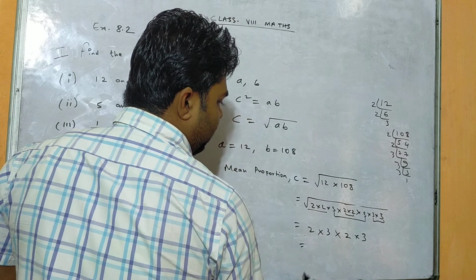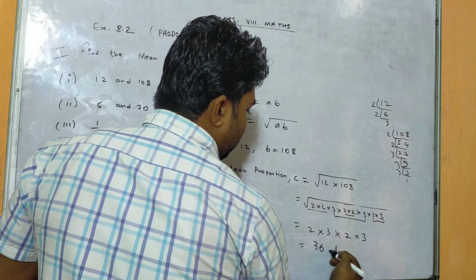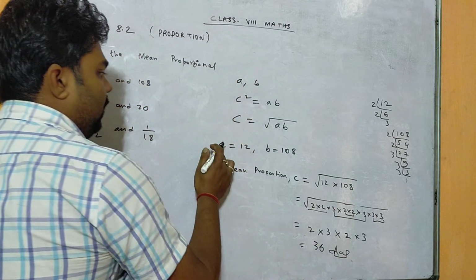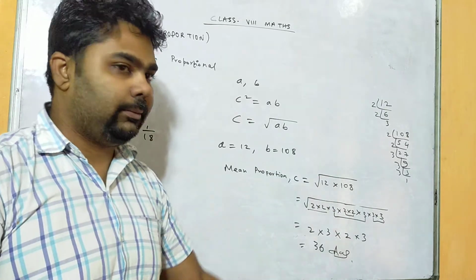So what will be our answer? 2 3s are 6, 2 3s are 6, 6 6s are 36. So 36 is our mean proportion between A and B. Okay. So this was one method, right?